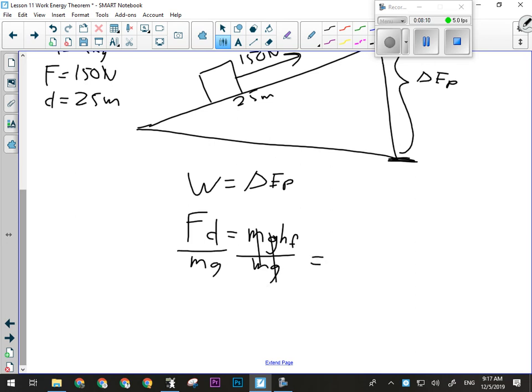All right, so I've got 150 newtons times 25 meters divided by 35. Sorry, no, 35 is the mass.